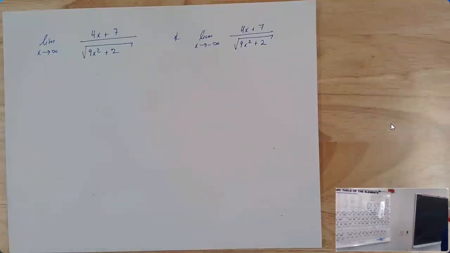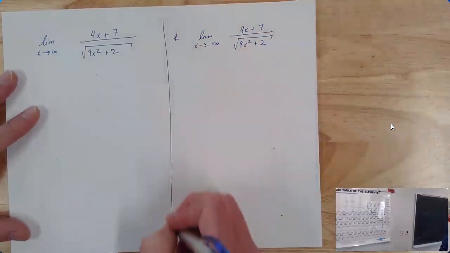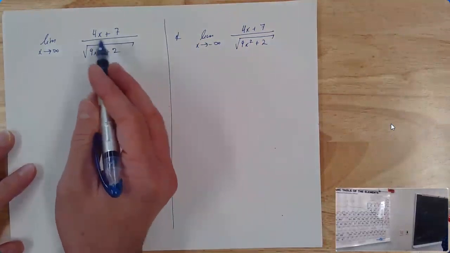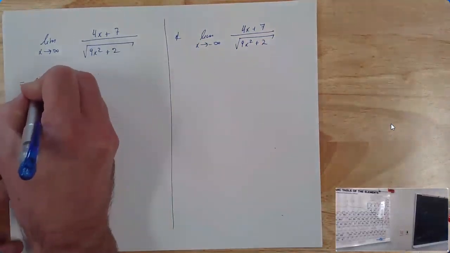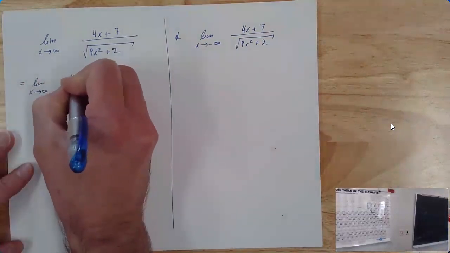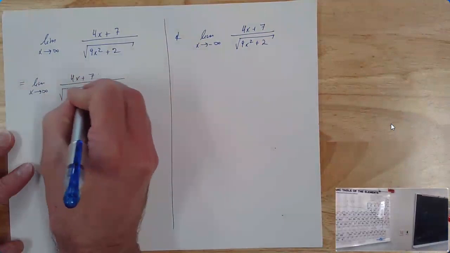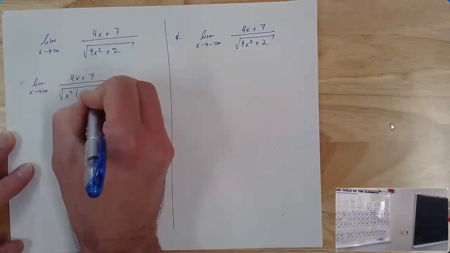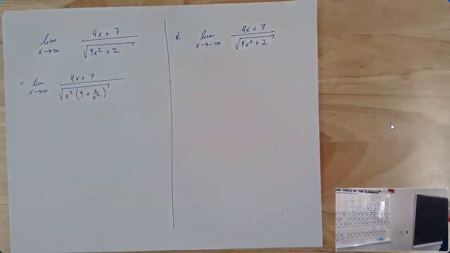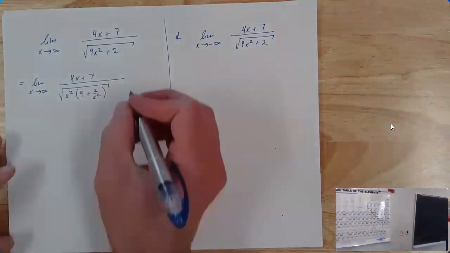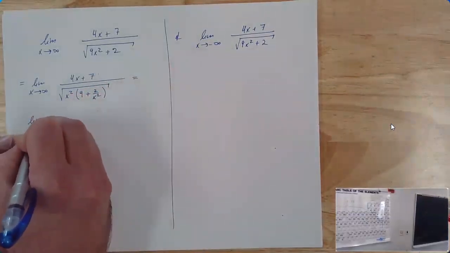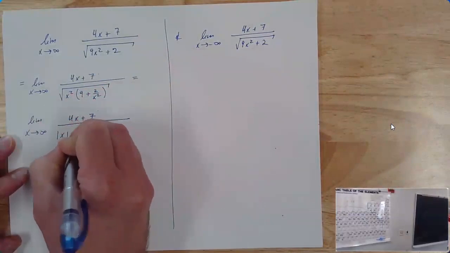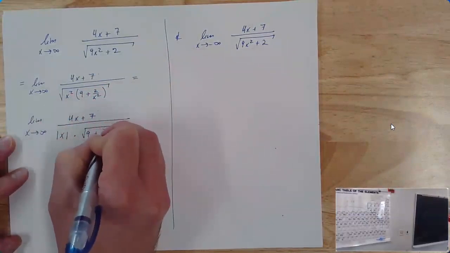So to make that more accessible, there's a number of ways of approaching this. My typical way of doing this is to pull out an x from inside the square root. Meaning I'm going to rewrite this as the limit as x goes to infinity of (4x + 7) over the square root of x squared times (9 + 2 over x squared). And then we pull out the x squared from the square root. The square root of x squared is the absolute value of x, so you get the absolute value of x times the square root of (9 + 2 over x squared).